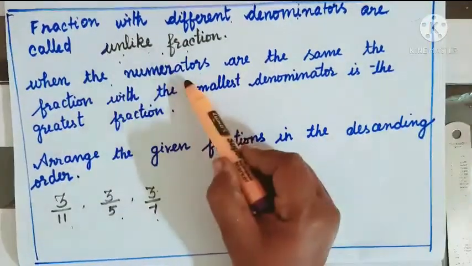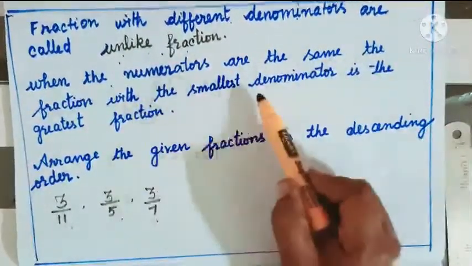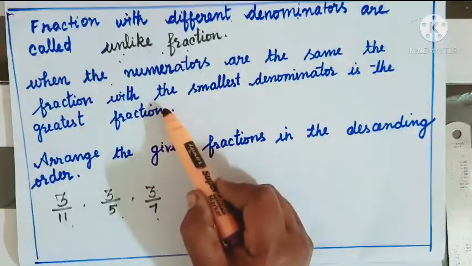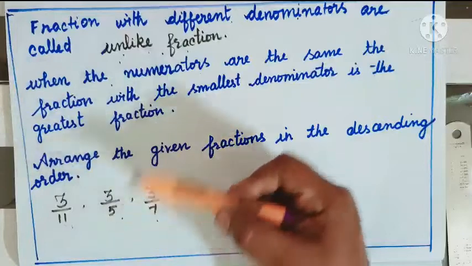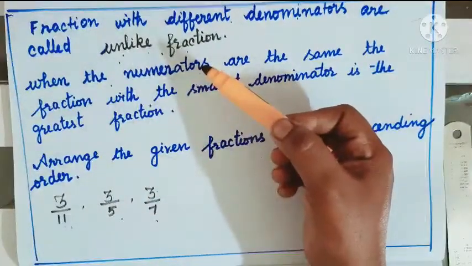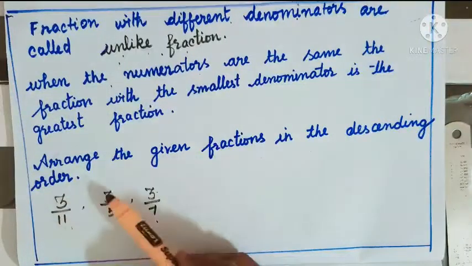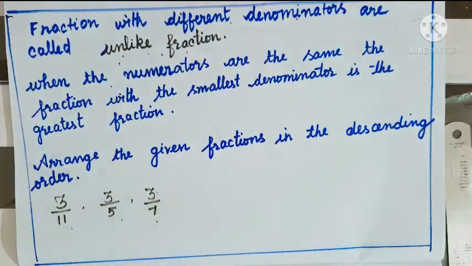So, when the numerators are the same, the fraction with the smallest denominator is the greatest fraction. This is again another rule for you. Okay, there it is different. Here it is opposite of that. Okay. So, what you will do here, 3 by 11, 3 by 5, 3 by 7 is here. So, how we will arrange this? That we are going to see here. So, first what you will write?